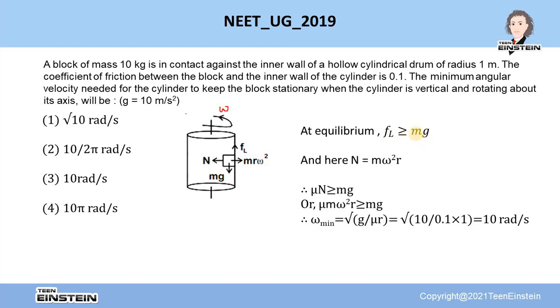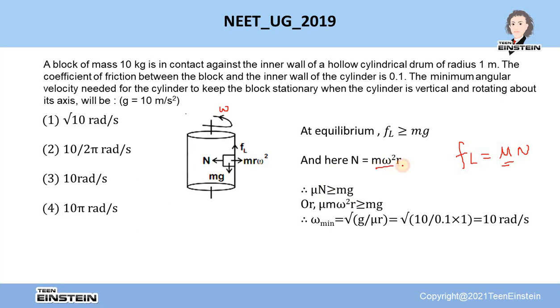FL is the limiting friction, and we have seen the normal force is equal to m omega square r, so that there will be no net force acting on the block, and hence it will be stationary with the cylinder. So we know FL, limiting friction, can be written as mu into N. Mu is the coefficient of friction and N is the normal force. So mu into N greater than or equal to mg.